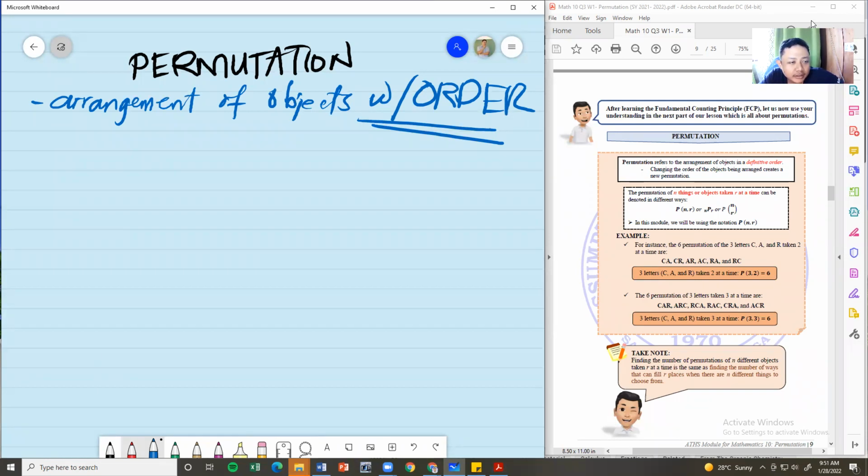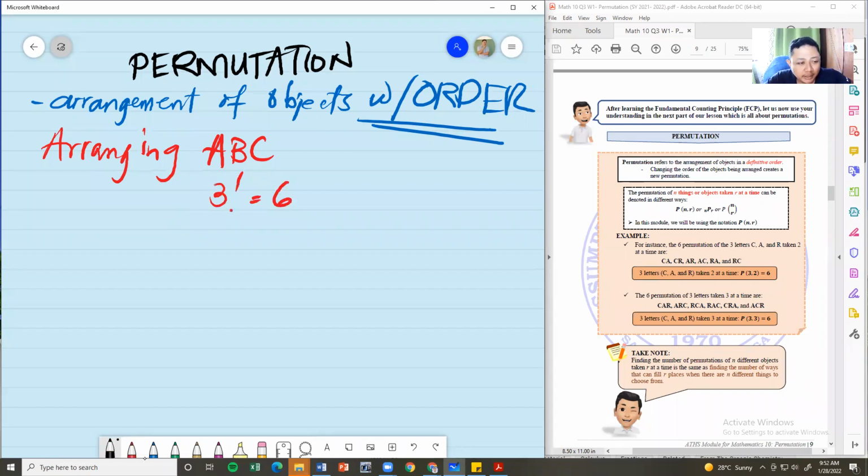Arranging A, B, C. So actually, this is just 3 factorial. Kasi 1, 2, 3. 3 factorial. Or this is equal to 6. Can you follow? Now, take note of this.